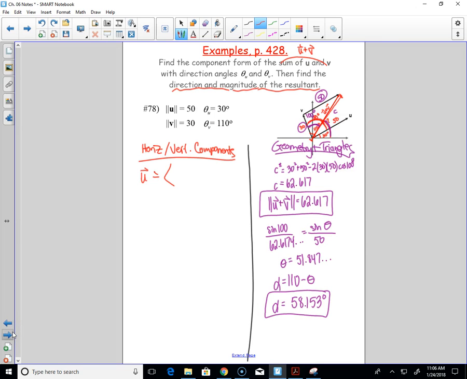Ready? 50 cosine 30, 50 sine 30. Do you see the notation I'm using with the side brackets? That's horizontal, vertical, right? Could I have done it with i's and j's? Totally. I'm just using the side brackets because I have them. How can I get vector v in its components? Your turn, go.